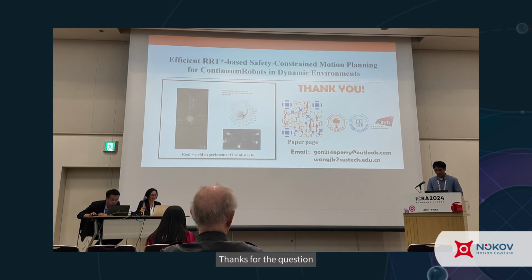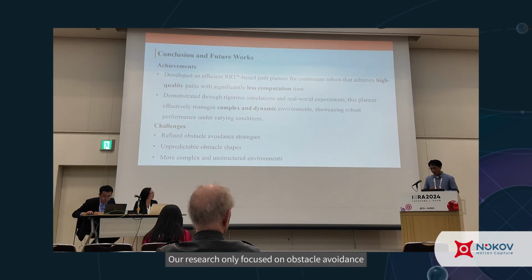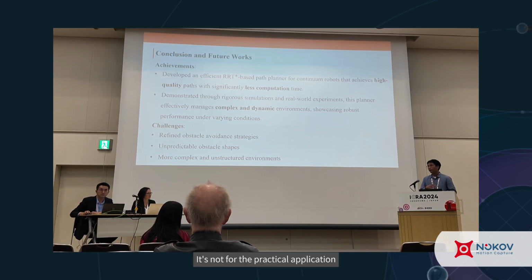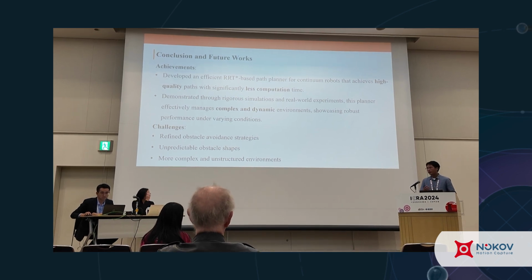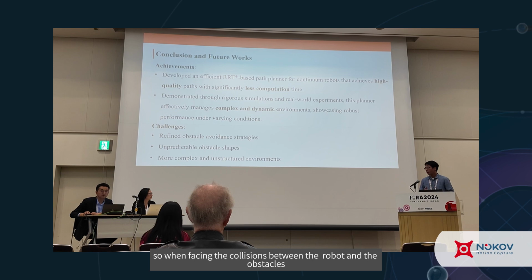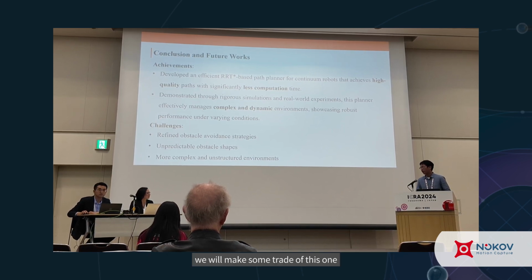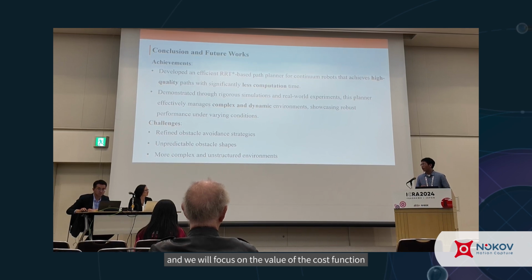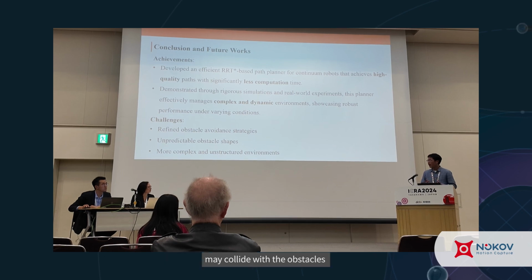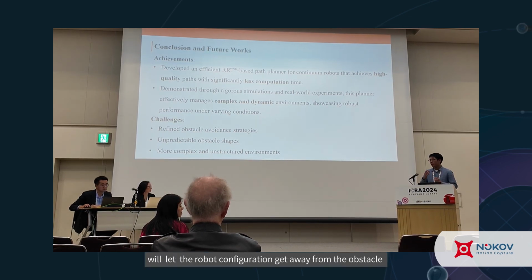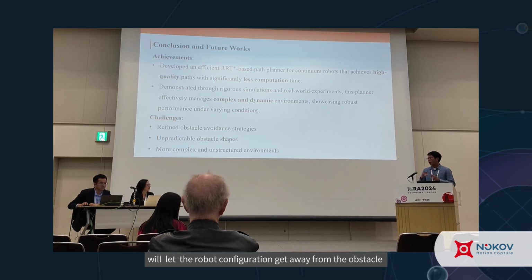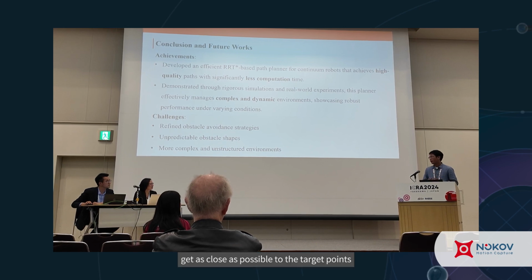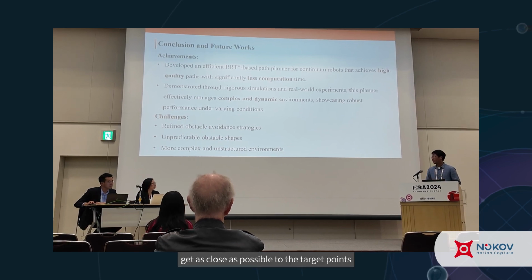Okay, thanks for the question. Our research only focuses on obstacle avoidance and the feasibility in 3D space. It's not for practical application. So when facing collisions between the robot and the obstacles, we will make some trade-off. We have a cost function and we will focus on the value of the cost function. We may collide with the obstacles. We will let the robot's configuration get away from the obstacle, but the end effector will get as close as possible to the target points.